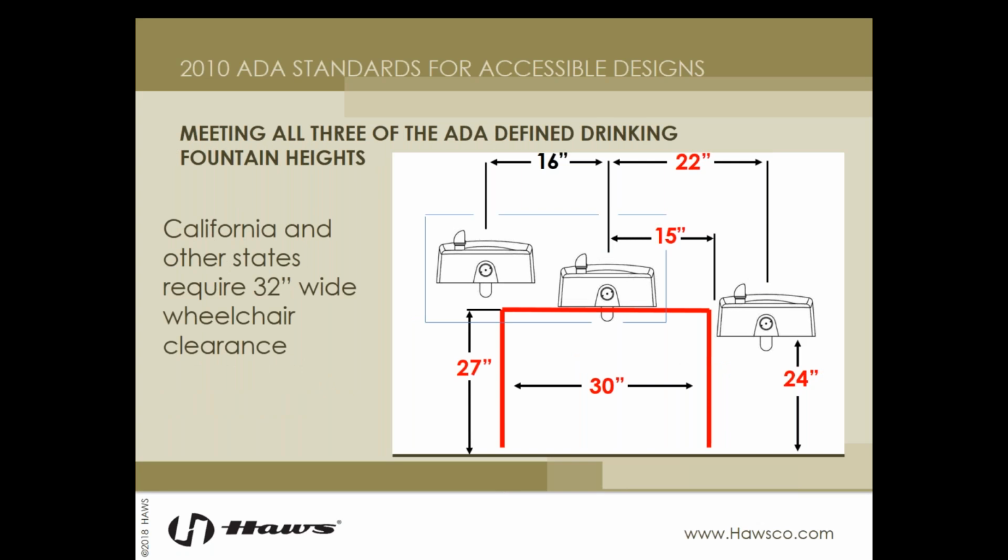Since our wheelchair accessible fountain is in the center of the configuration and needs a 30 by 27 inch clearance underneath it, the children's fountain has to be positioned 22 inches from centerline to centerline from the wheelchair fountain. This extends our floor space out the entire 30 inches, allowing for access and gives us 3 perfectly compliant fountains from an installation standpoint.